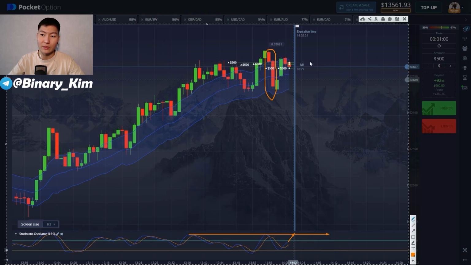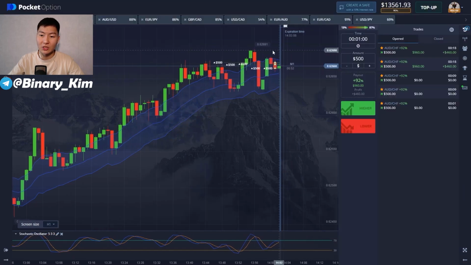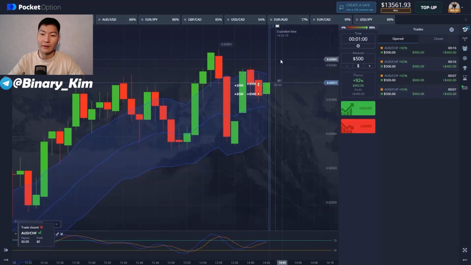Then there was the upward dynamics updating because the local high didn't happen. And then there was another correction, after which I'm expecting to see the price going upwards. And if you look at the stochastic, it's too early for the reversal, so we have the space for growth. So I think the position was opened correctly. Let's see, guys.